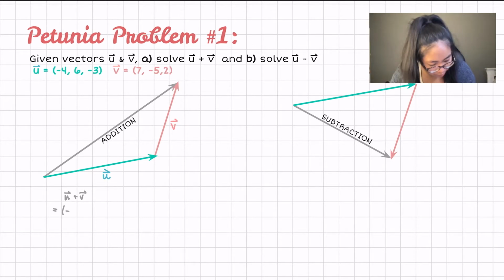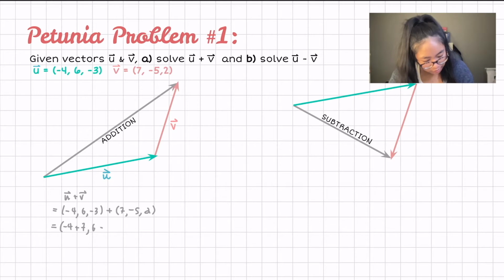So let's just rewrite the vectors. -4, 6, -3, plus 7, -5, and 2. We're going to break it down, so the x is -4 plus 7. Then we have the y, 6 subtract 5, because adding a negative number is equivalent to just subtracting that number. And then we have -3 plus 2 for the z component. It's just simple addition. Sorry, I don't know why I was subtracting there. -4 plus 7 is 3. 6 subtract 5 is 1. And then -3 plus 2 is -1. That is our answer for the very first question.